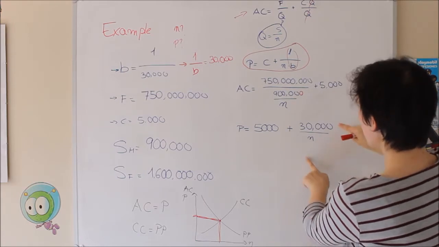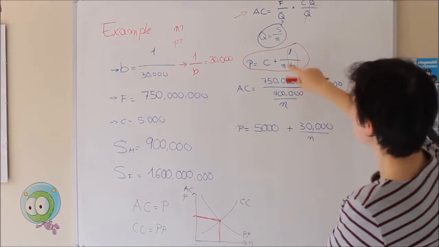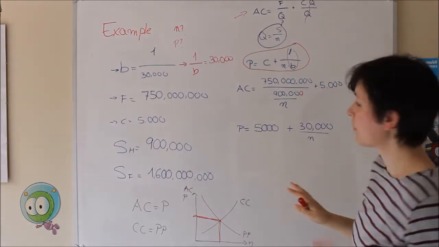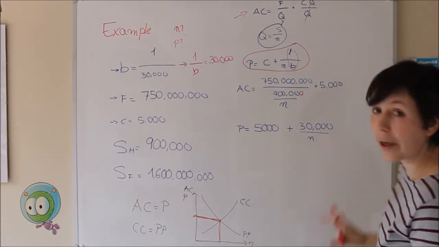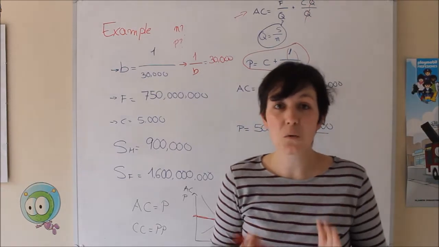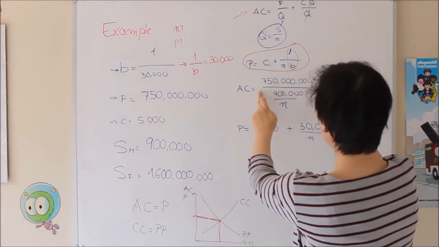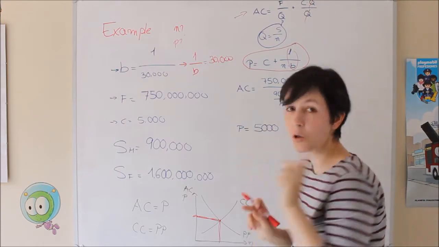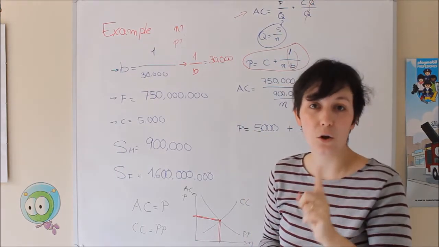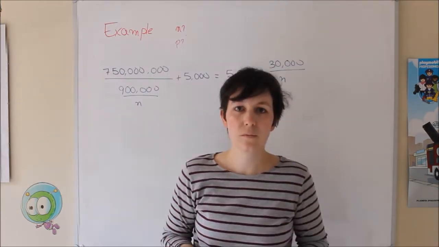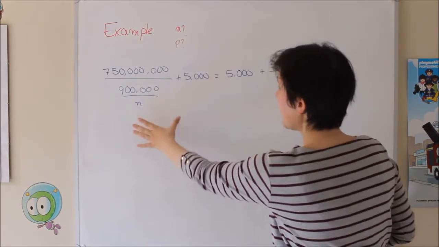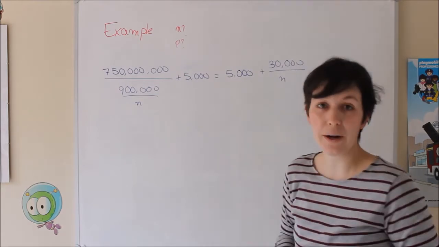That's why we have here that value. But 1 over n is the same. Okay, so now I'm going to put this and this together. It's going to be just one equation, because this is equal to this one. It's one equation and one unknown variable, which is n, the number of firms. So here you have the average cost equal to the price.